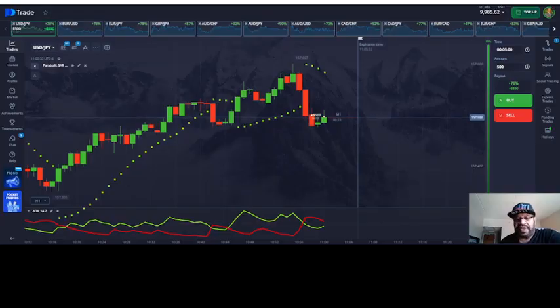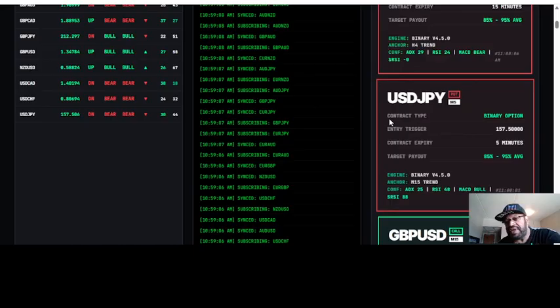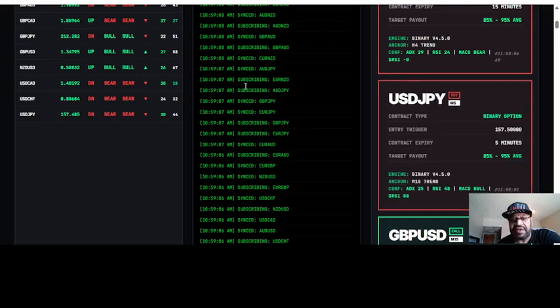Okay, so the quant engine just recommended a US dollar Japanese yen 5 minute short here. The signal came in at about 11 o'clock Eastern Standard Time. I'm trading during the New York session here. So it also gives me the time of the signal here, 11 o'clock. This is in Eastern Standard Time.